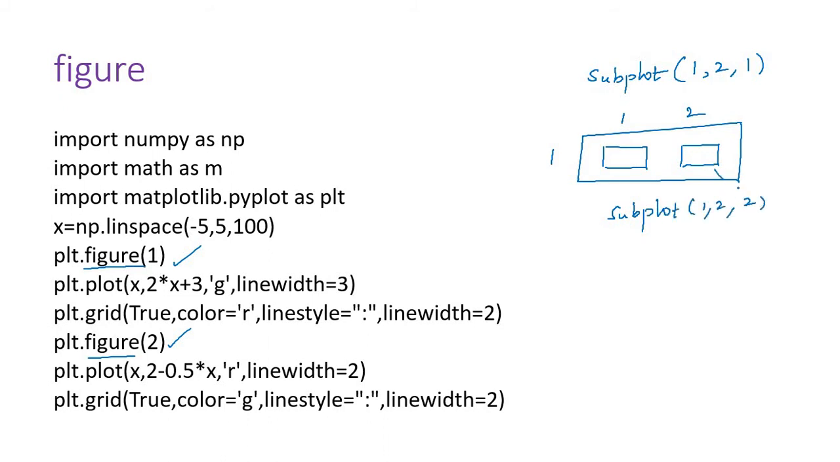In that second figure is sine. So before plotting sine, you need to add this subplot. Before plotting the cosine, you need to add this subplot. Alternatively, you can also try like this. Okay, this is the figure window.